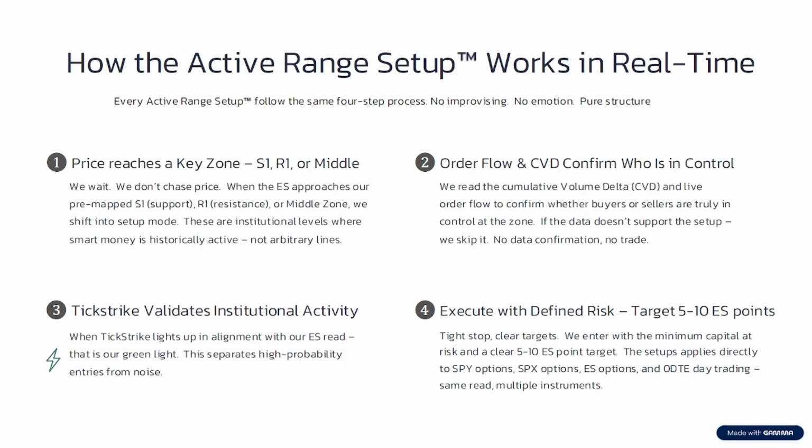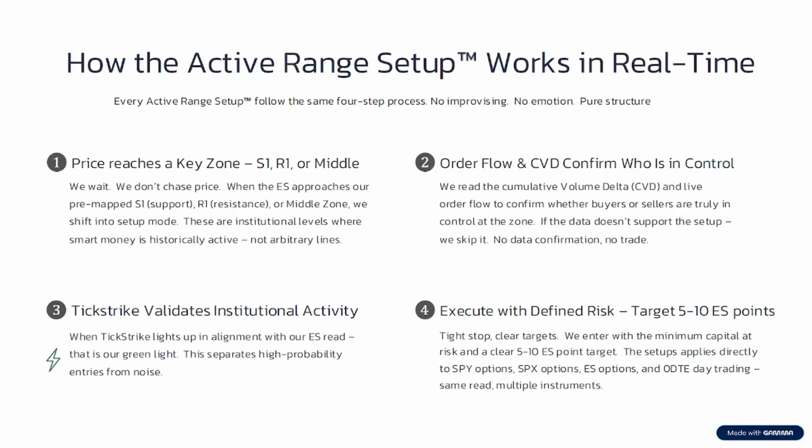How the active range setup works in real time. Every active range setup follows the same 4-step process. There's no improvising, there's no emotions, pure structure. Number 1, when price reaches a key zone, S1, R1, or middle zone, we wait. We don't chase the price. When the ES approaches our pre-mapped S1 support level, R1 resistance level, or the middle zone, we shift into setup mode. These are institutional levels, again, where smart money is historically active, not arbitrary lines.